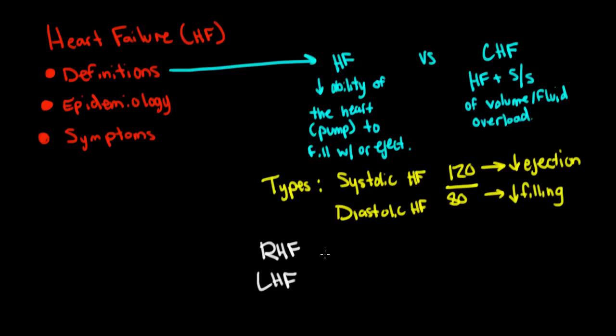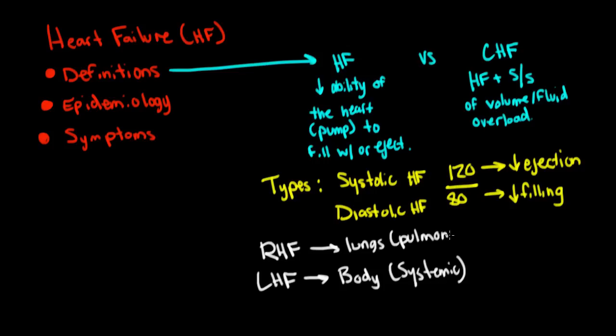And so the big difference between these two sides of the heart is that the left side pumps out to the body, or what is known as systemic circulation, and the right side of the heart pumps out to the lungs, or what's known as pulmonary circulation. And it's important to keep right heart failure in mind because the most common cause of right heart failure is left heart failure. So let's move on to some of the epidemiology.